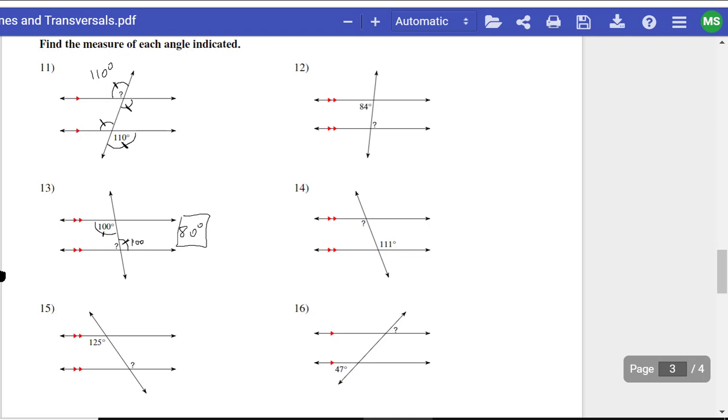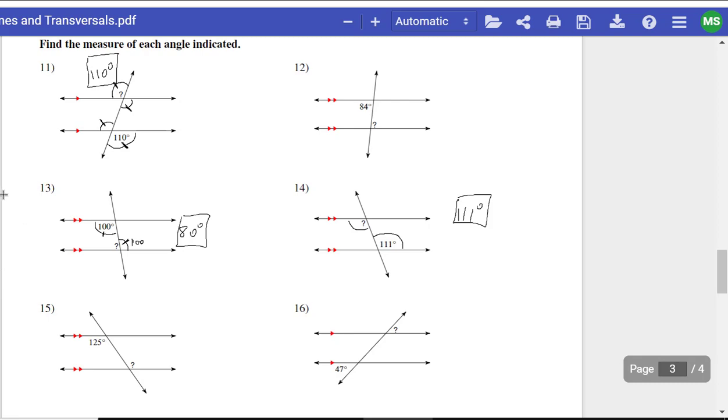And just for the heck of it, I want you guys to make sure that you're boxing your answers, because you're going to be dealing with a lot of adding and subtracting if they're supplementary. For example, hey look, this is alternate interior angles, so it's equal to 111 degrees.